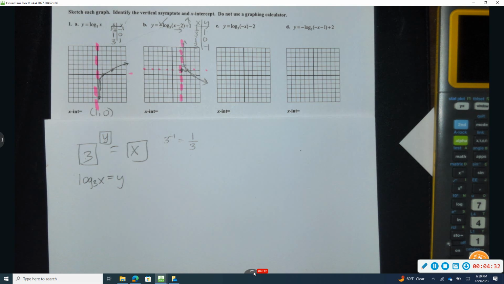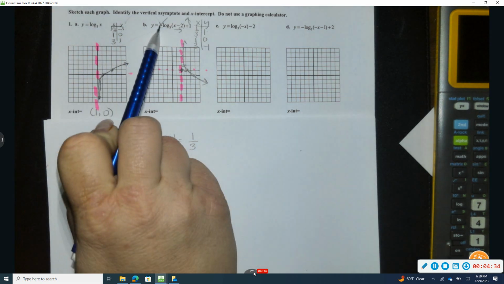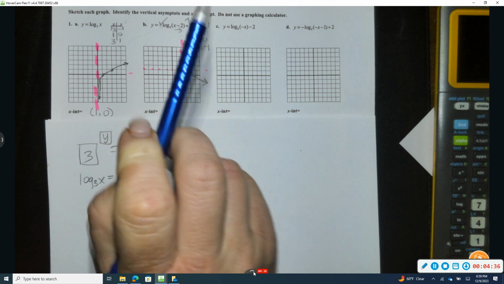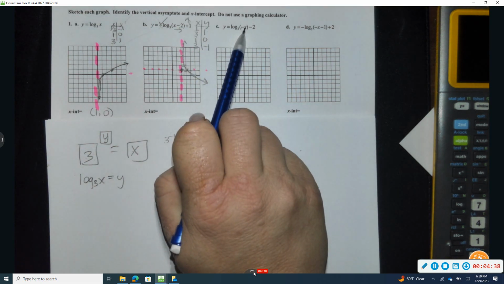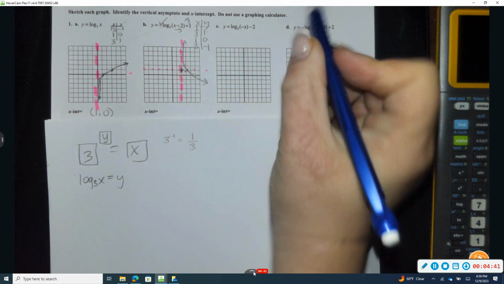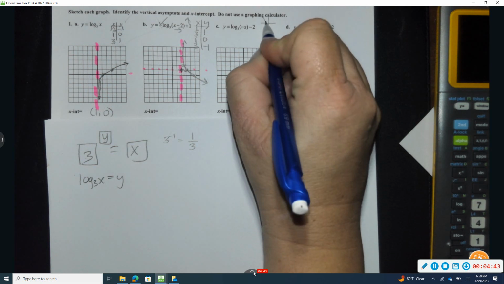Let's take a look at letter C. Okay, so letter C is looking different. Now, notice I do not have a negative up front, but there's a negative inside. A negative in front of an x is going to impact the y value. So I'm going to come over here and make my chart.